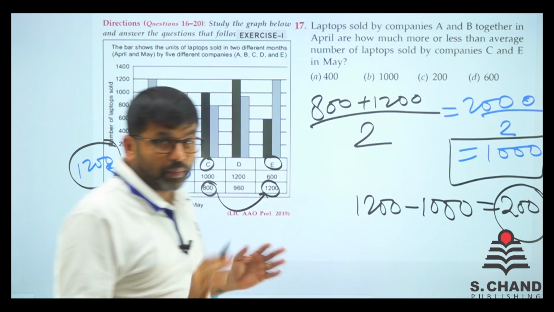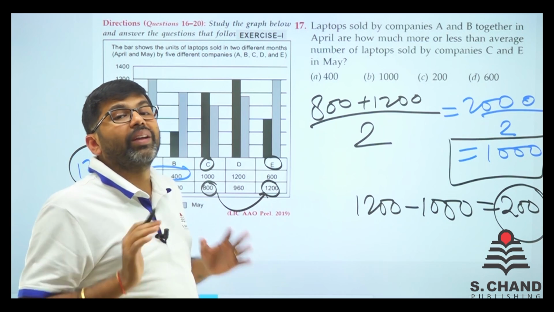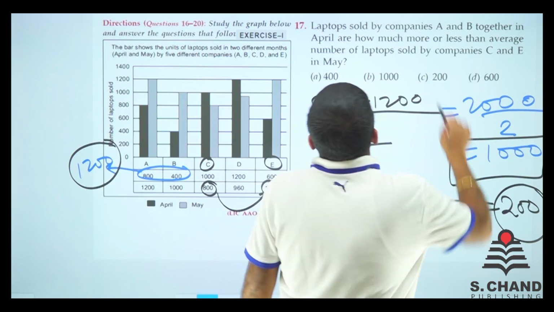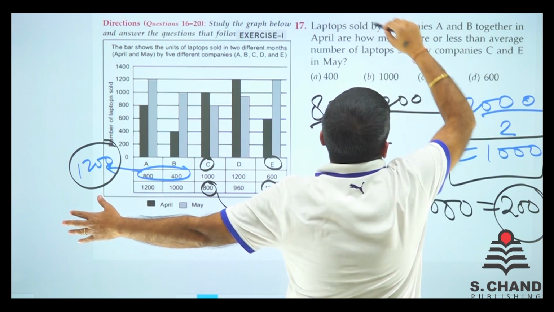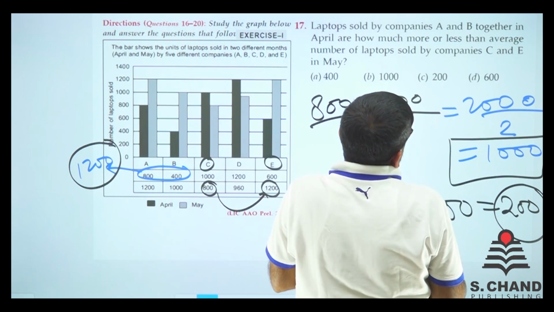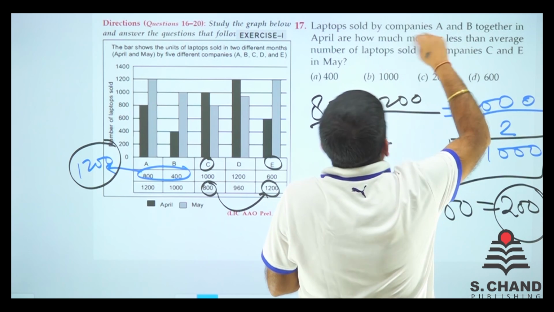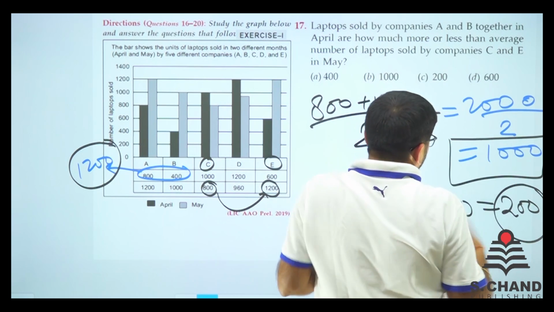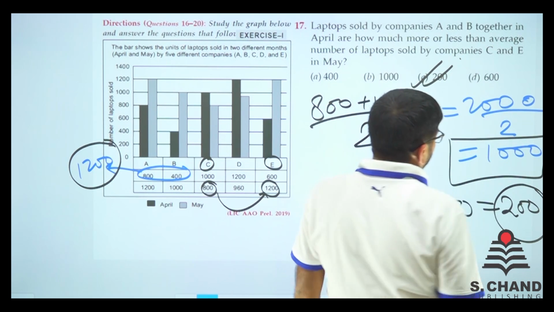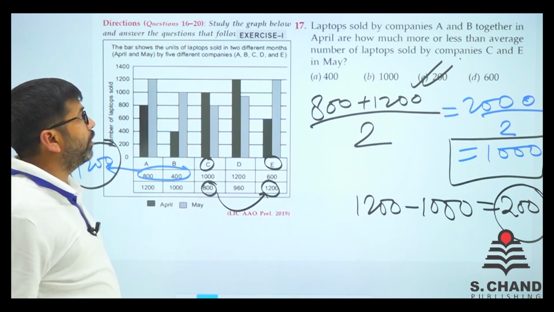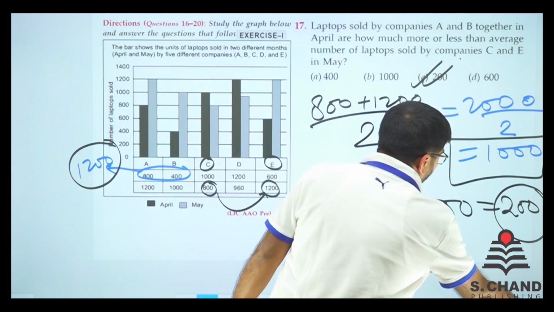Now what is asked? The major portion is what is asked. Laptops sold by company A and B together in April are how much more than the average number of laptops sold by this C? So how much more? Just 200 more. So here we go. Very simple question, I guess. Right. So let's move on to the next question.